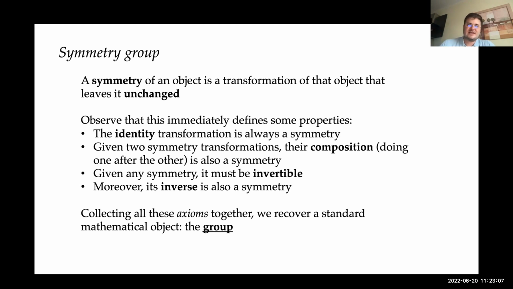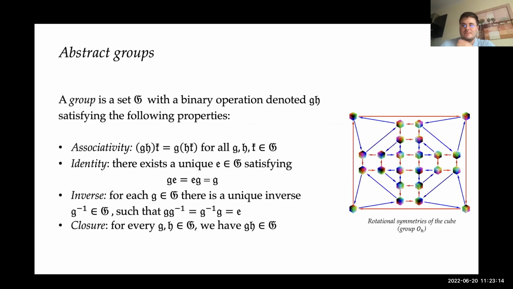When you combine all these axioms together, in fact, you recover a very standard and well-appreciated object in mathematics, which is the group. Here I've just listed out the various properties that group transformations must satisfy. So we have a set G, which contains all of those transformations that we care about, and some binary operation GH, which is basically a composition of the two operations. And that composition must satisfy the following properties. So it must be associative.